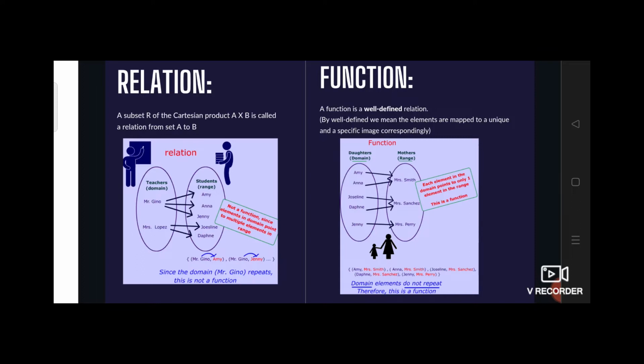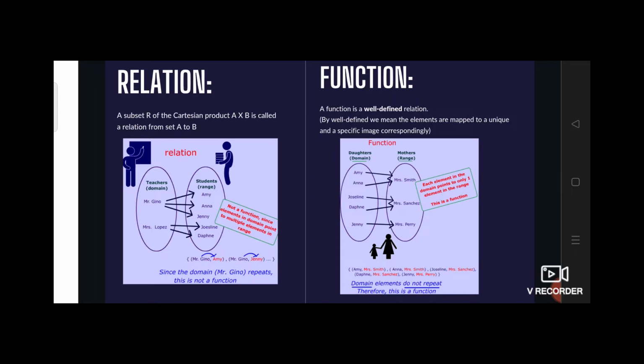Whereas a function is a well defined relation, as in elements in the domain have a unique and specific image. For example, Amy and Anna are daughters of Mrs. Smith. Similarly, Jocelyn and Daphne of Mrs. Sanchez and Jenny of Mrs. Penny. So here in a function, note that though some elements in the domain have the same image, it's still a unique image, and all the elements in the domain have images.